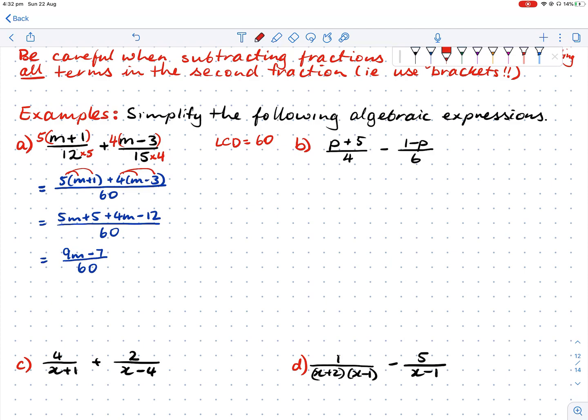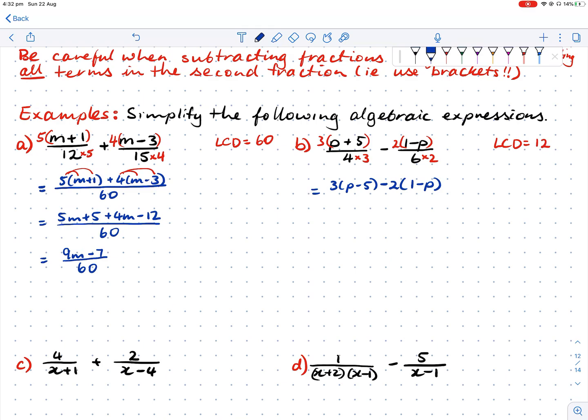With our next example, we want to find the lowest common denominator. We're looking at 4 and 6, so 4 times tables, 6 times tables. The lowest common denominator is 12. So we're going to multiply the denominator by 3 and the numerator by 3. In the second fraction, we multiply by 2, and we put a 2 in front of it. When we go to write it out, again, we're going to write the whole of the numerator all together. So we've got 3p minus 5 minus 2 bracket 1 minus p.